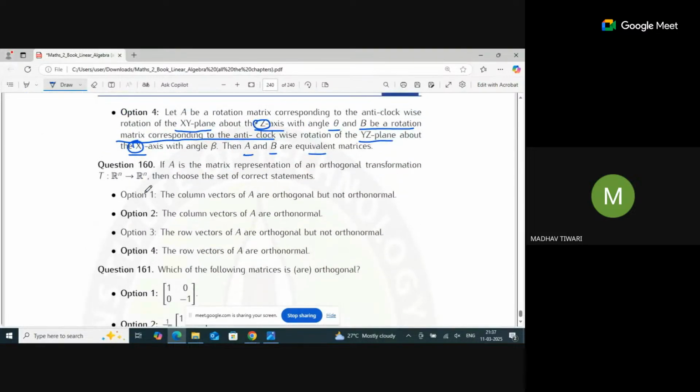So that's why this option is correct, because both have full rank. And if you want to check whether you can form the other matrix using some elementary row operations or column operations, then you can apply that.